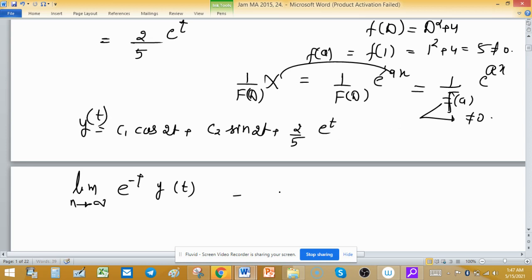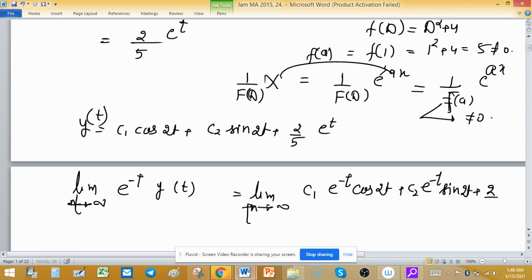So this expression will be the limit as n tends to infinity, or because this is in t, as t tends to infinity, of c1 e raised to the power minus t cos 2t plus c2 e raised to the power minus t sin 2t plus 2 upon 5. As t tends to infinity, e raised to the power minus t will go to 0.